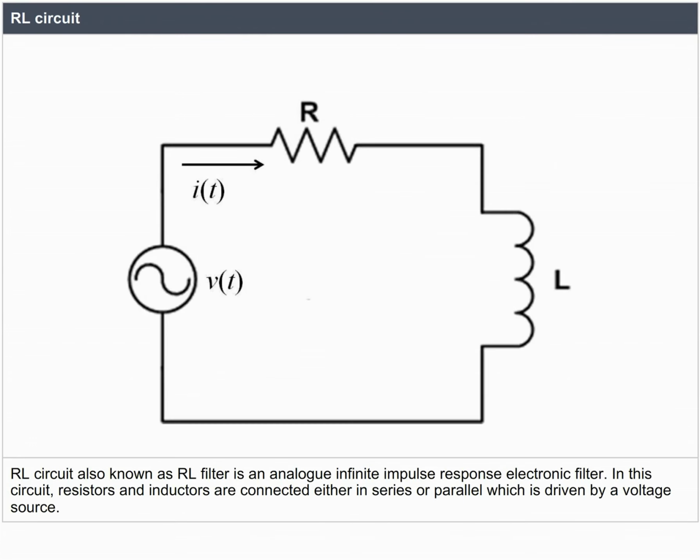RL circuit. RL circuit, also known as RL filter, is an analog infinite impulse response electronic filter. In this circuit, resistors and inductors are connected either in series or parallel, which is driven by a voltage source.